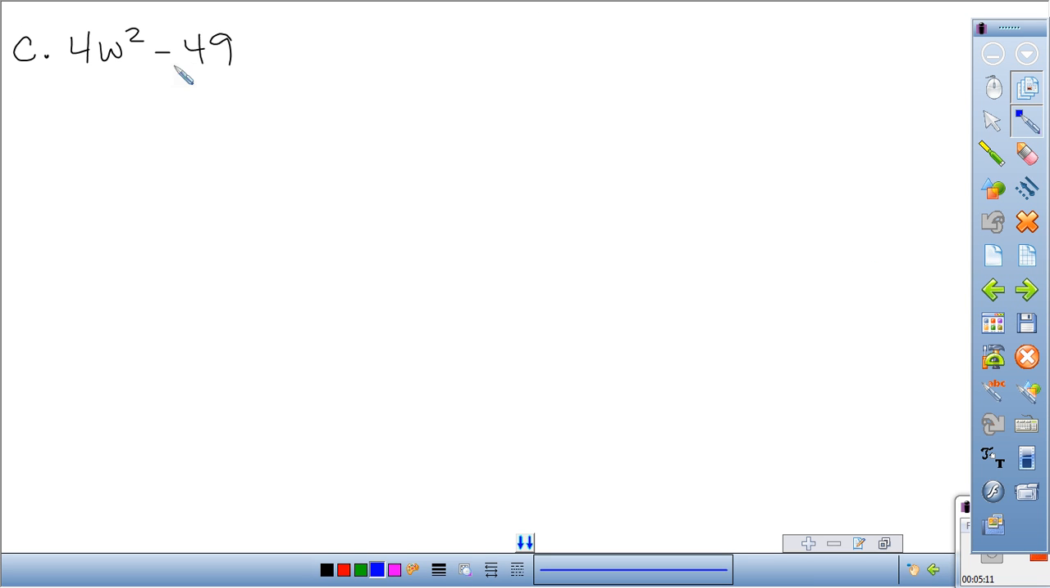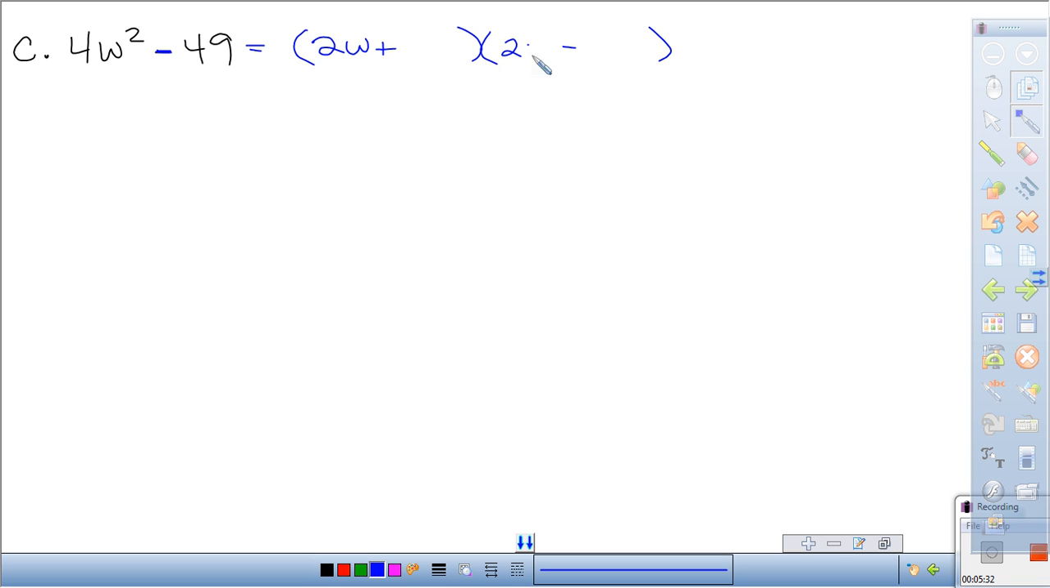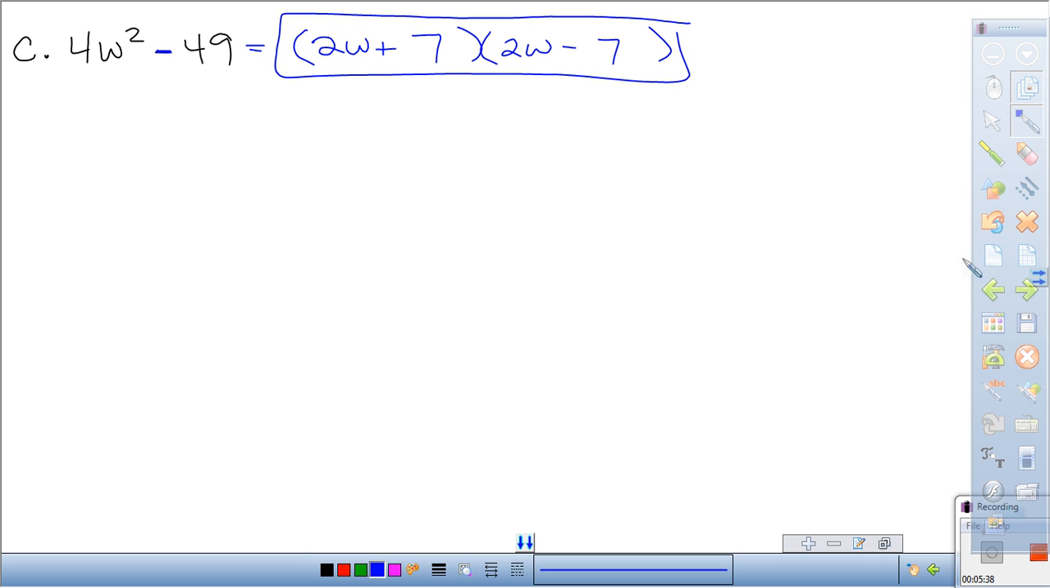All right, let's try one last example from example 4. Again, is this the difference of two squares? Well, yeah, it's the difference, and these are both perfect squares, so we know we can use our rule for the difference of two squares where we have one addition and one subtraction binomial. We take the square root of the first term, 2w, and the square root of the last term, 7 and 7. And there we have it factored.